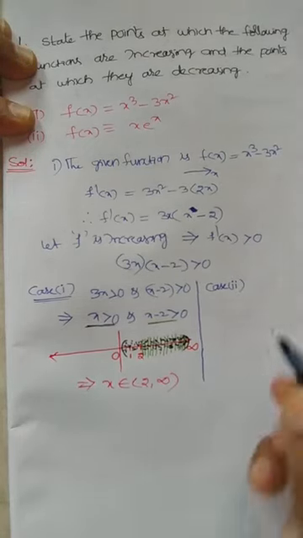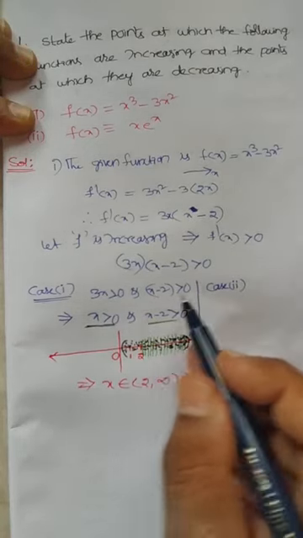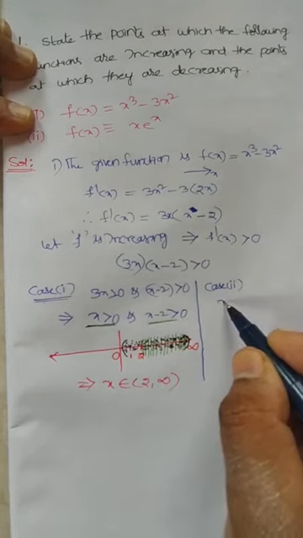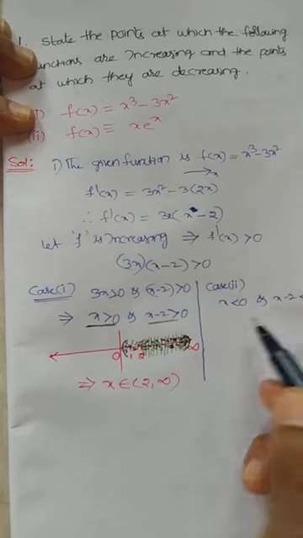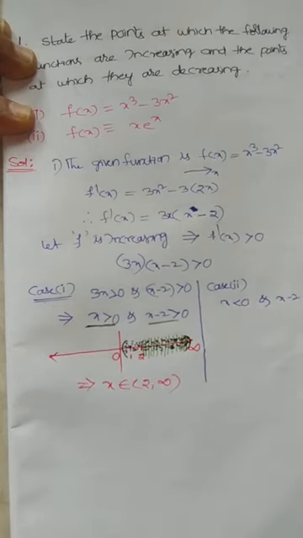Now case 2. What is our case 2? These two may be negative, which means x is less than 0 and x minus 2 is also less than 0. Negative into negative is positive.